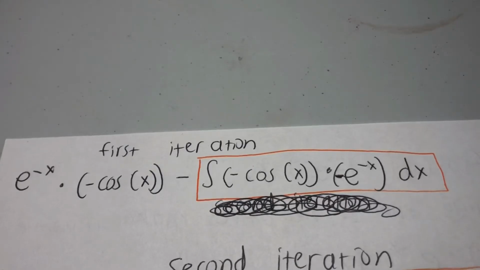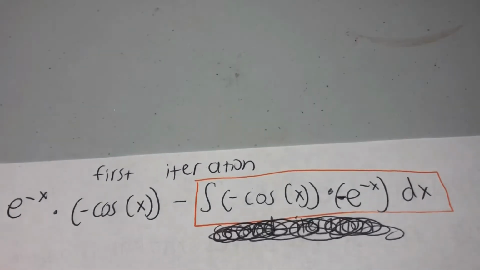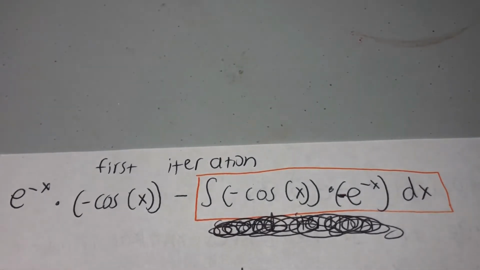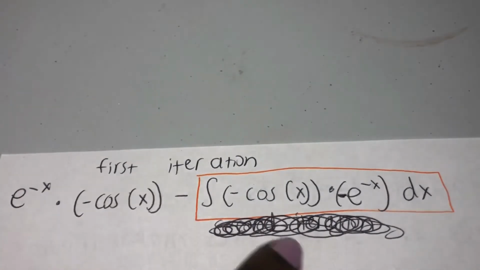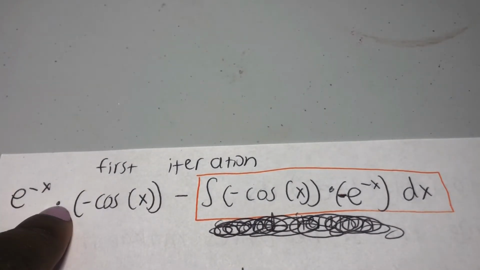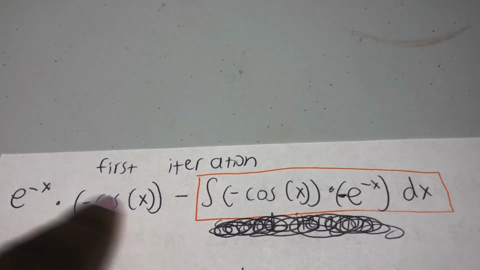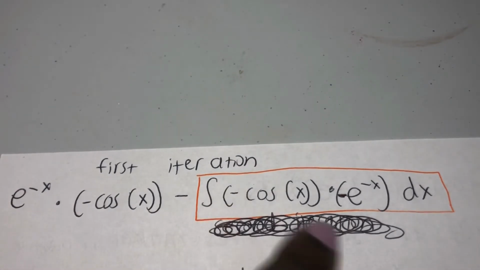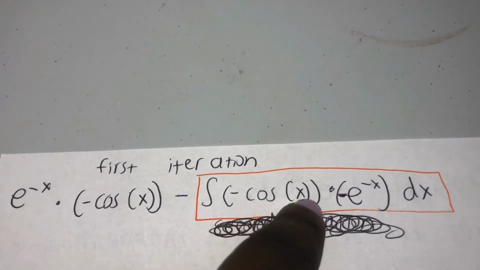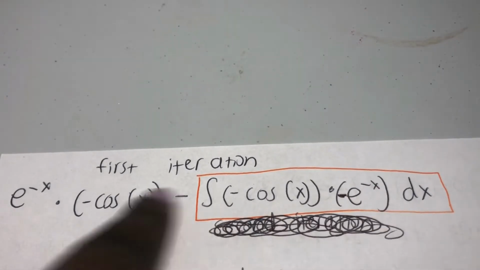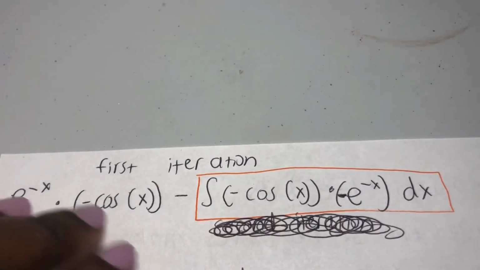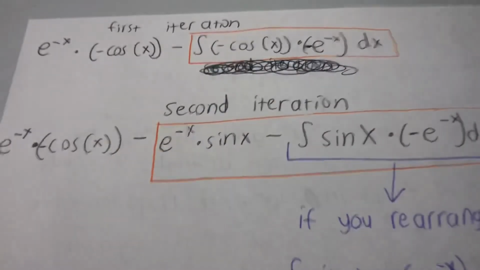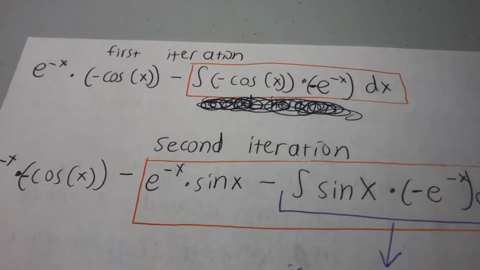So for our first iteration, the first time we did uv minus the integral of v du, we got e to the negative x times negative cosine x, that was uv, minus the integral of v du, which was the integral of negative cosine x times negative e to the negative x dx. That was what we got the first time around. Then we did this one, still highlighted in orange, the second time around.